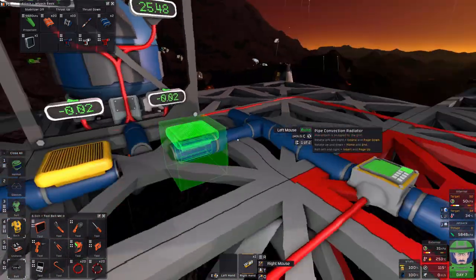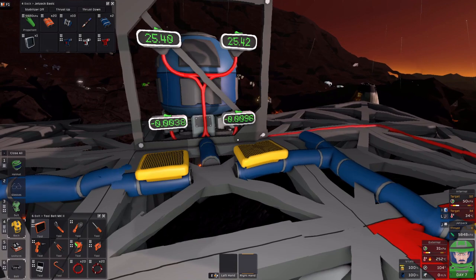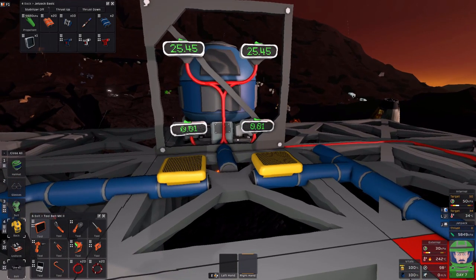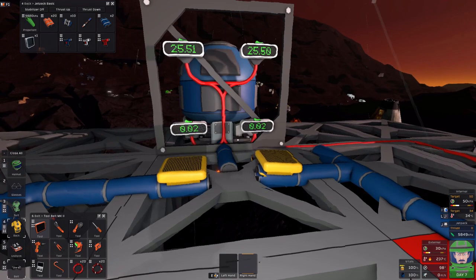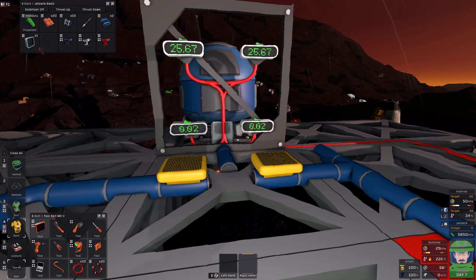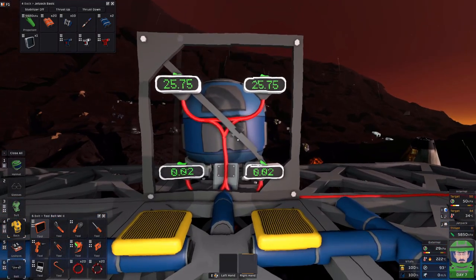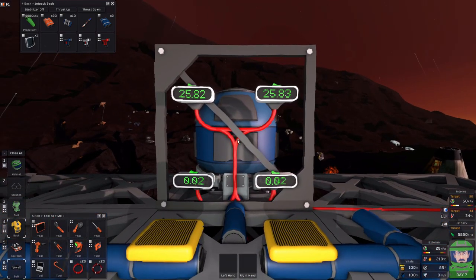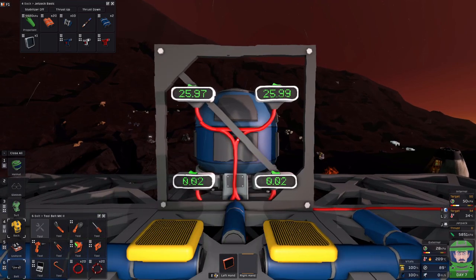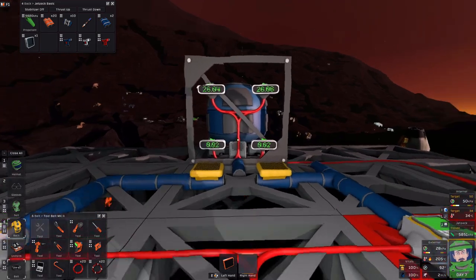And if I were to re-add the convection radiators, they should be roughly about the same. Now I did add the one on the left to help to keep it up at temps, and so far they're about equal. And I do understand the one on the left has a little bit more liquids.